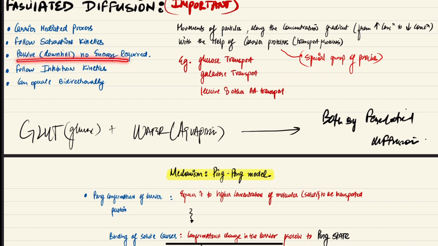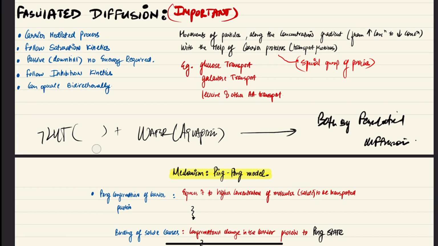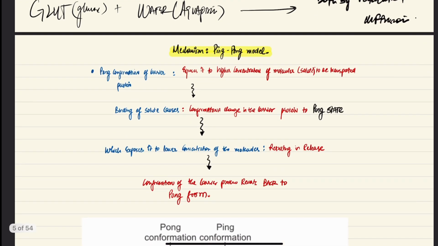It's a passive downhill process since no energy is required. It follows inhibition kinetics and can operate bidirectionally, in either direction. Examples of this type of transport are glucose transport, galactose transport, leucine and other amino acid transport. As we know, GLUT, what is GLUT? Can anybody tell what GLUT is? GLUT is transport of glucose by facilitated diffusion. Water channels or aquaporins are also examples of facilitated diffusion.